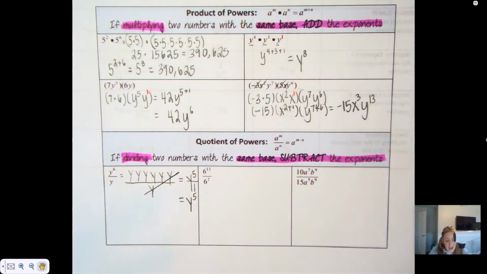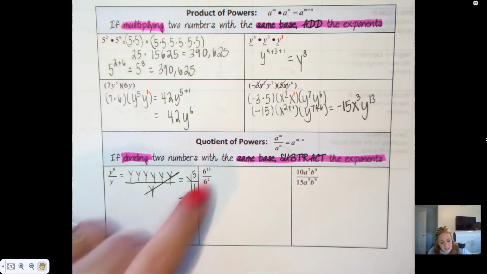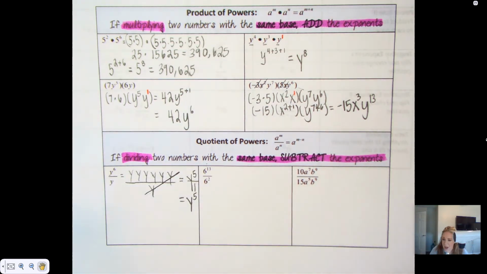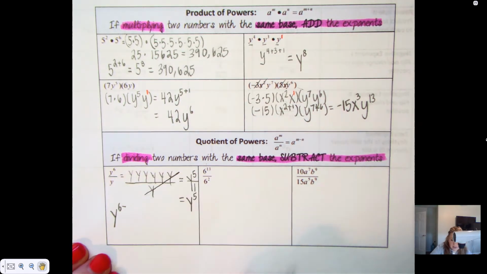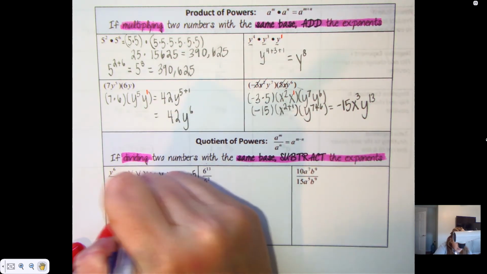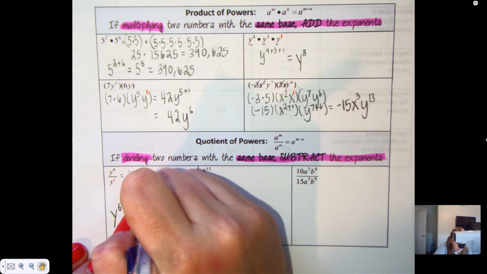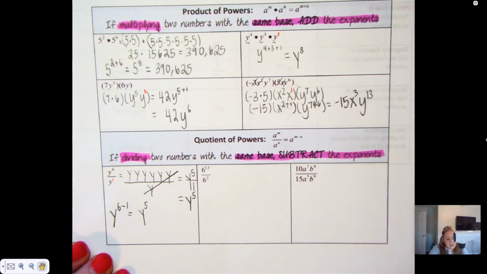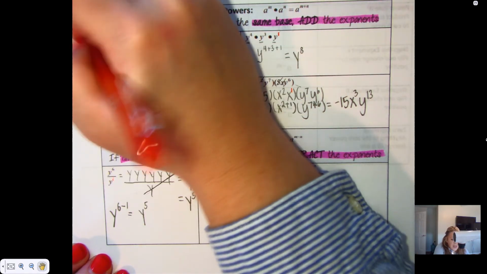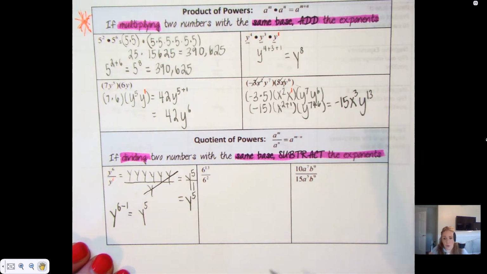So if I'm dividing two numbers with the same base, I subtract the exponents. So what does that look like? I would have 6 at the top minus, okay, well, there's nothing here. That means that there's definitely a 1 on it. So I would get y to the 5th. Same thing, because they cancel each other out, okay? This is going to come in more handy later in your mathematics career. I would say this right here, multiplying, is going to be huge for us in Algebra 1, so that's the one you really want to be comfortable with.